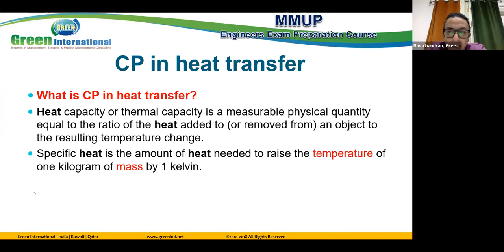What's the meaning or definition of a specific heat, whether at constant pressure or at constant volume? This is the general definition for both. Specific heat is the amount of heat added to increase 1 unit of mass by 1 degree C. Here it mentions 1 degree Kelvin, both the same. Just 1 degree, Celsius or Kelvin, the same.